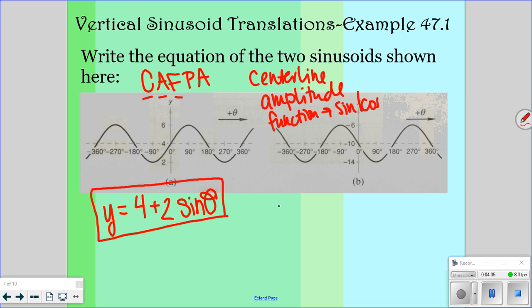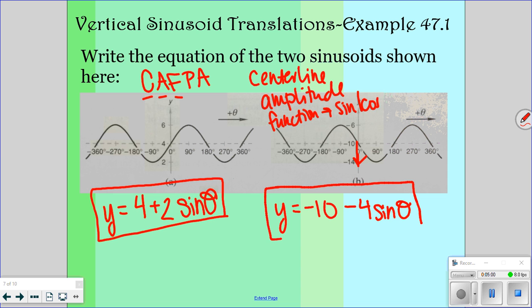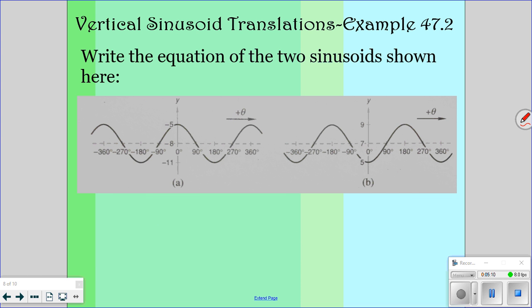For this one, the center line is negative 10. We are going from negative 10 to negative 14, and that's a difference of 4. And then this one is a sine, but it's going down, so it's a negative sine, and then theta. So that would be your equation for that one. Okay, we're going to look at two more. I actually want y'all to pause the video and try these by yourself.